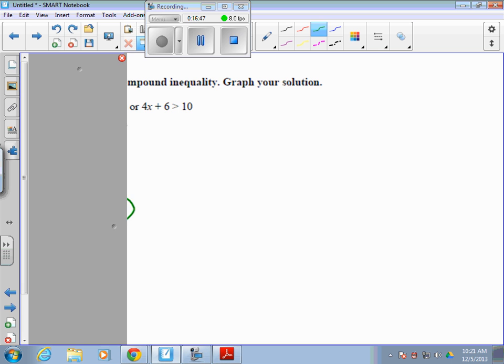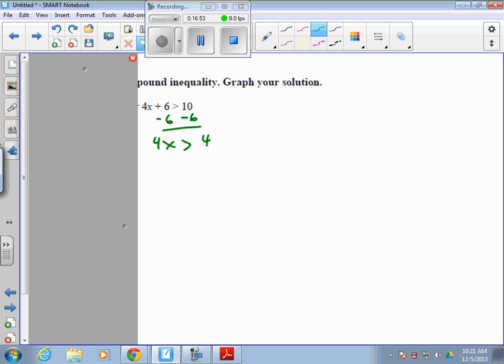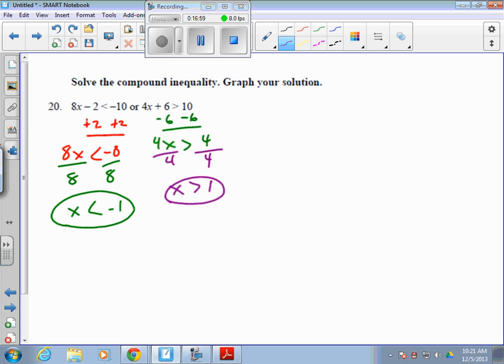Do the same thing to the other side. Subtract 6. 4x is greater than 4. Divide by 4. X is greater than 1. So it says solve the compound inequality, or, so x is less than -1, or x is greater than 1.